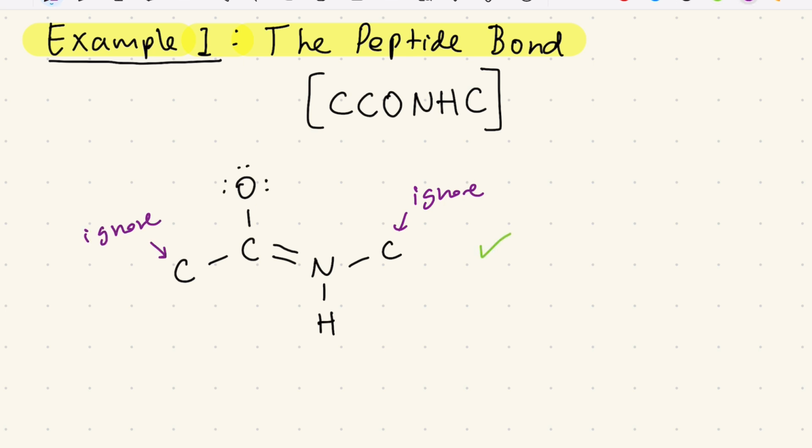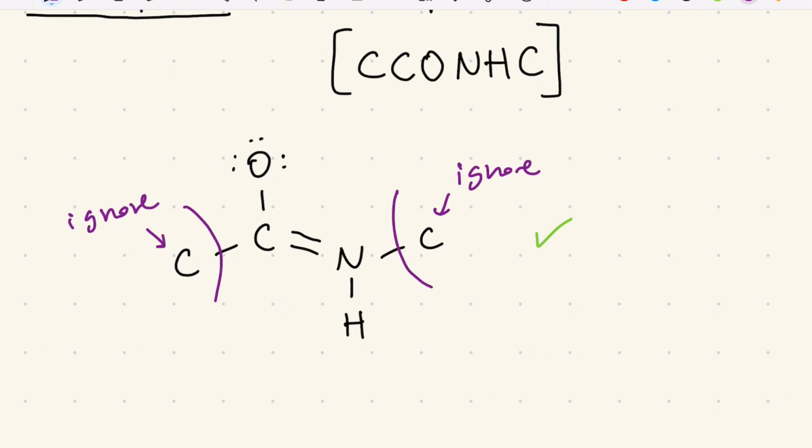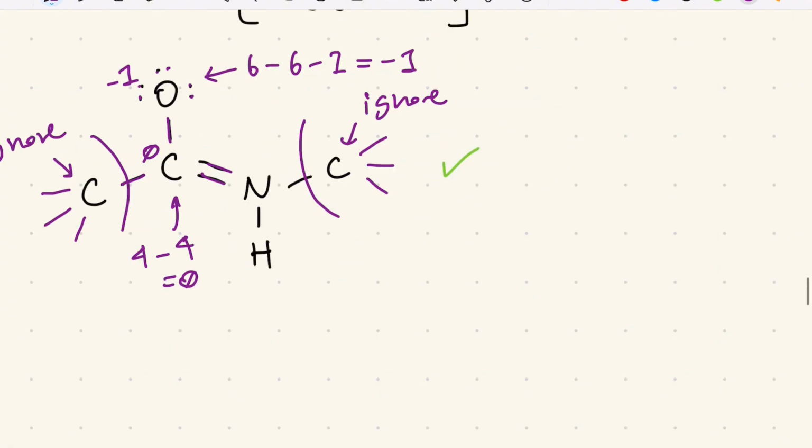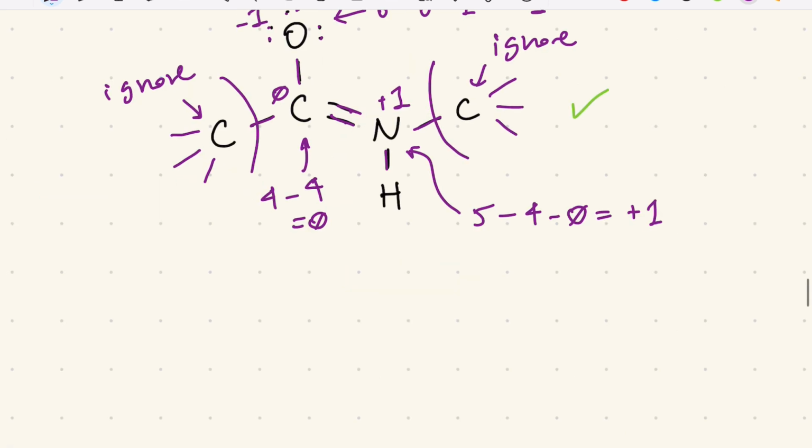We're going to ignore these 2 carbons just because in reality they connect to many other atoms as well. So we're not really considering them here. But for the main atoms that we care about here, this oxygen will have a formal charge of 6 valence minus 6 lone electrons, 1, 2, 3, 4, 5, 6, minus 1 bond. That's going to be minus 1. Carbon here, 4 valence minus 1, 2, 3, 4 bonds. That's 0. And for our nitrogen, 5 valence minus 1, 2, 3, 4 bonds minus 0 lone electrons is plus 1. Sum here is going to be 1 minus 1 plus 0, or 0.